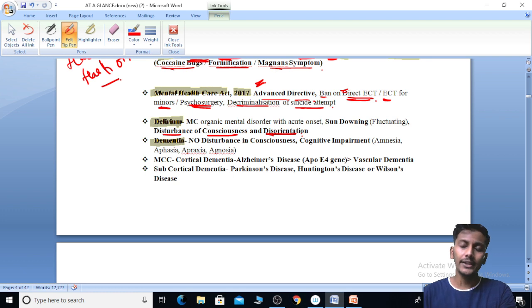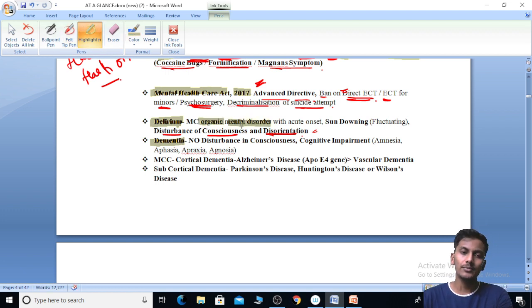The person is disoriented. The person is not oriented to time, place and person. He is not aware where he is. Okay, where are you, what is your name, who is in front of you. Nothing he is aware of. Okay, so this is what is known as a disoriented person. Usually it is shown in films, like "where am I, who am I" types. That is what disorientation is, right? So that is usually seen in cases of delirium. Delirium is most commonly seen in cases of organic mental disorders. So please remember, in organic mental disorders delirium is more commonly seen. Remember that.